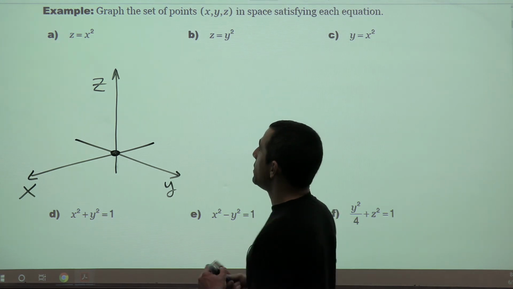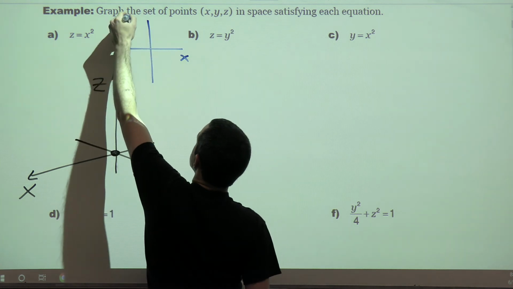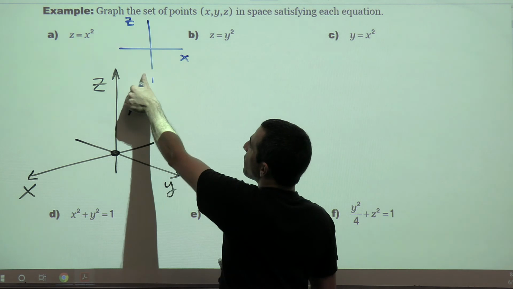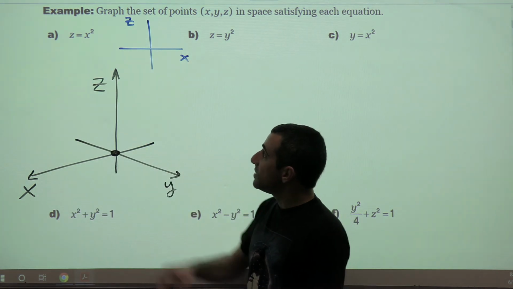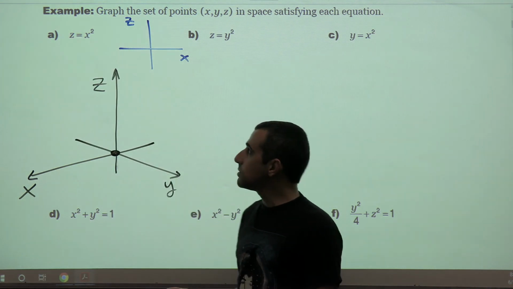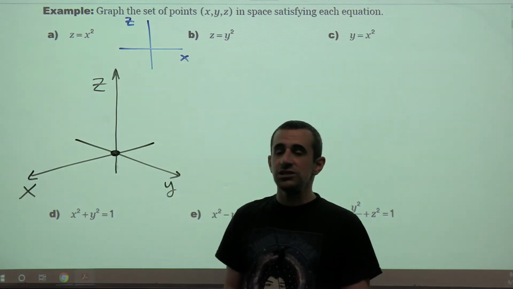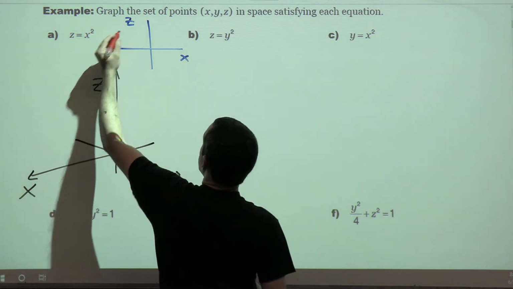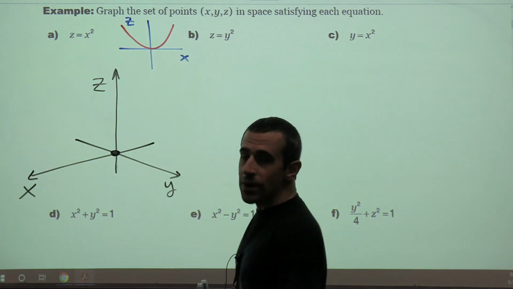So on the side here, I'm going to draw the xz plane. And I'm drawing the xz plane because that equation involves only x and z. So what is the graph of z equals x squared in the xz plane? This is a quadratic equation. z is a quadratic function of x. So the graph is a parabola. And that parabola opens up in the positive z direction because the square is on the x. So the graph of that equation in the xz plane is some parabola that opens up in the z direction.